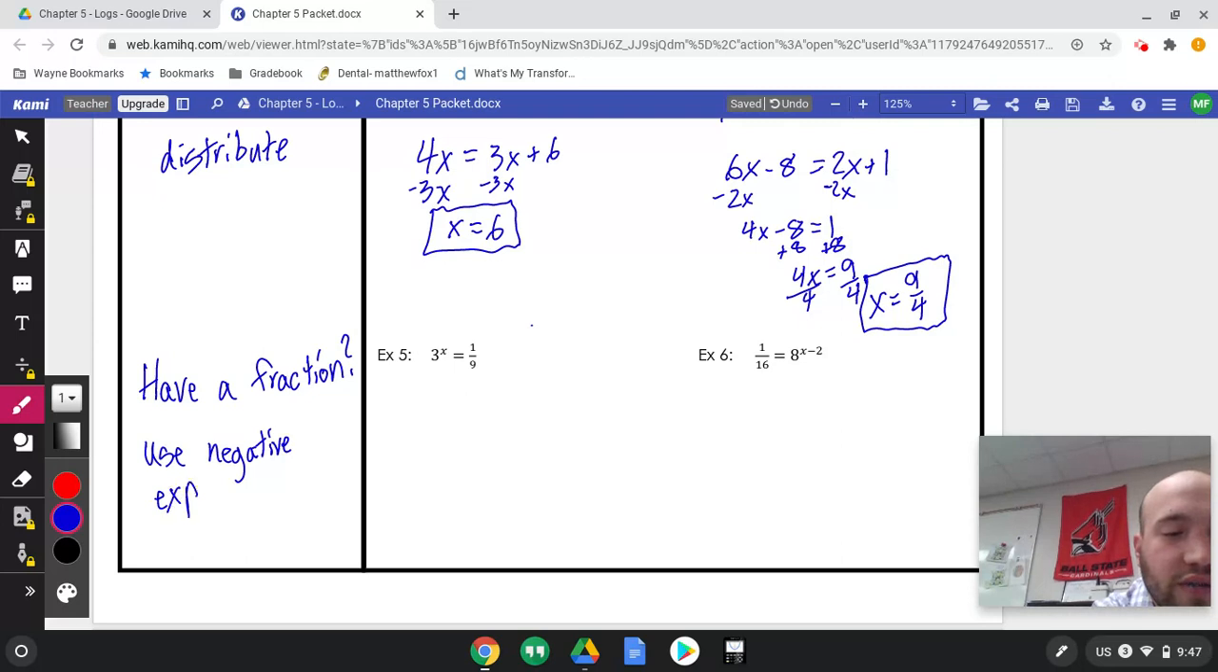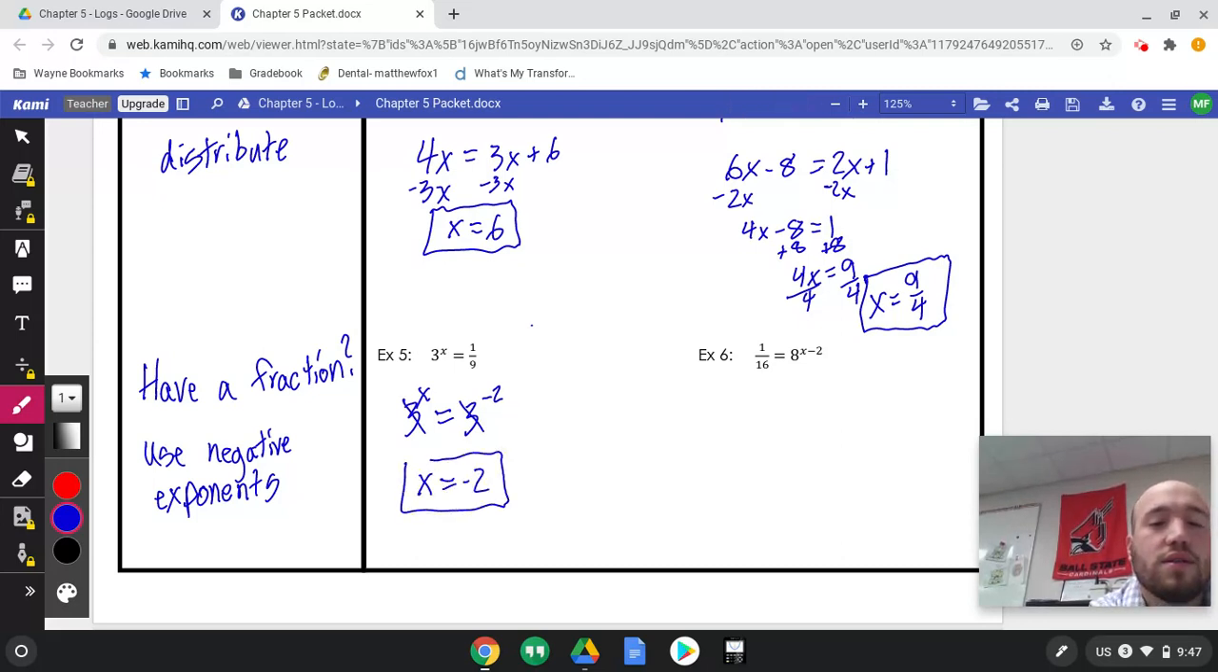So anytime we have a fraction, my advice to you is worry only about the bottom number. If it's 1 over 9, just worry about the 9. To get a base of 3, for 9, we need 3 to the second. However, since it was a fraction, it will be 3 to the negative second. That is what took it down to the bottom. So 3 to the x equals 3 to the negative second. Those 3's cancel, and we already have it solved. X equals negative 2. And just like that, we're done.